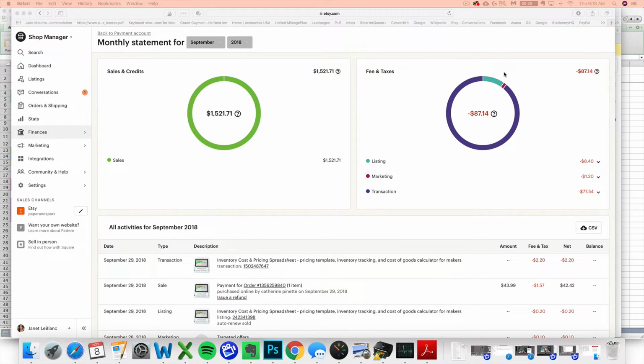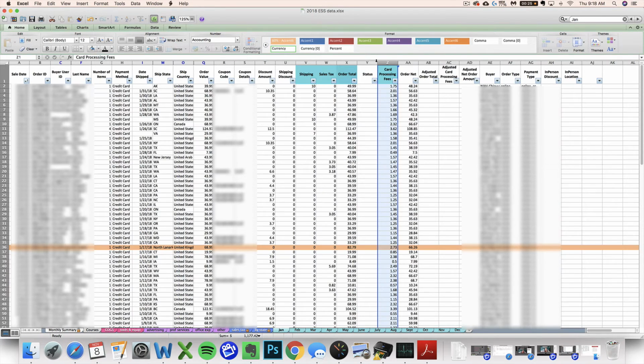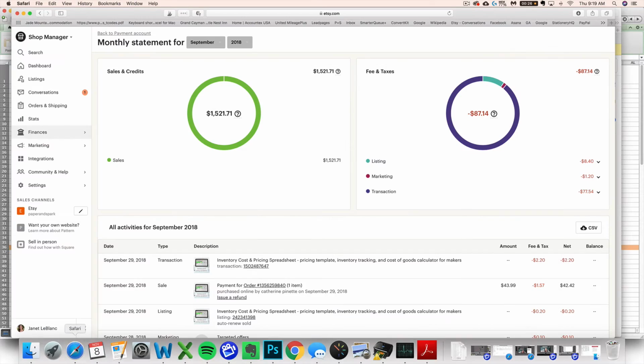Then we have the fees and taxes circle over here. So this fees and taxes circle does not include the credit card processing fee that is already taken out of your sales over here. That credit card processing fee still, unfortunately, is not listed separately anywhere. The only place you can find it is if you use the Etsy seller spreadsheet and you download that Etsy order CSV. This is the only place where you're going to see and be able to easily sum up that credit card processing fee. So keep that in mind. It's not showing up over here.